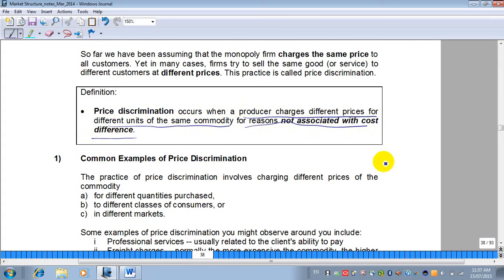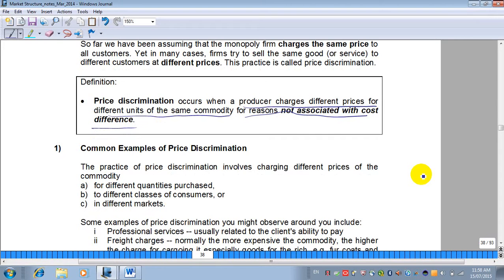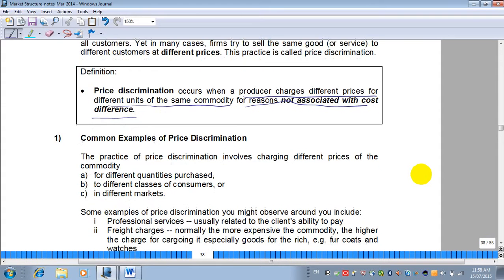Let's say a producer charges two people different prices for the same kind of good, and the cost to provide the good is the same. Now, in a sense, it is a bit discriminatory, don't you think so? And that's why we call it price discrimination. The cost to produce the output is the same for both people, but the producer charges each person a different price, and that is price discrimination. So remember, a higher price but not associated with cost difference.